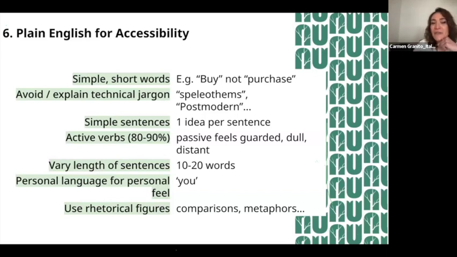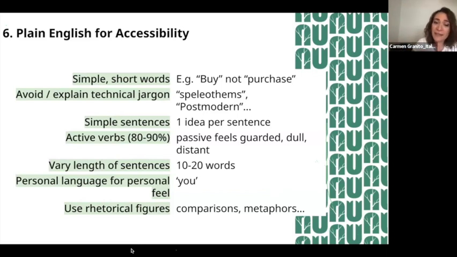Okay, then keep your sentences simple. Long, complicated syntax does not help. So ideally, you should have one idea per sentence. And also, you should try to use active verbs as much as possible, because passive verbs are more complicated, but they also feel distant, more formal. So they create a formal gap between the visitor and the content.